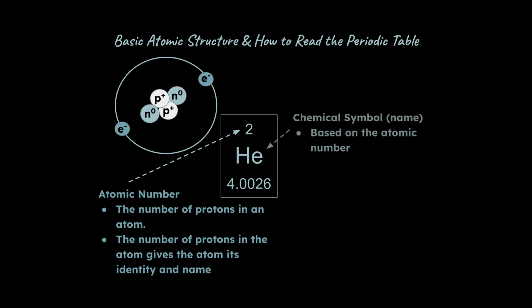And so next up we have the chemical symbol. So you're going to have 2 letters here, or 1. You could have 1 letter as well. The first letter is always going to be capitalized. The second letter, if there is one, is always going to be lowercase.